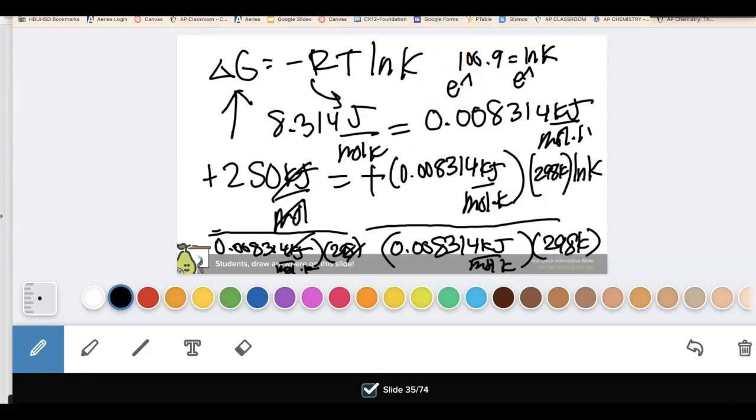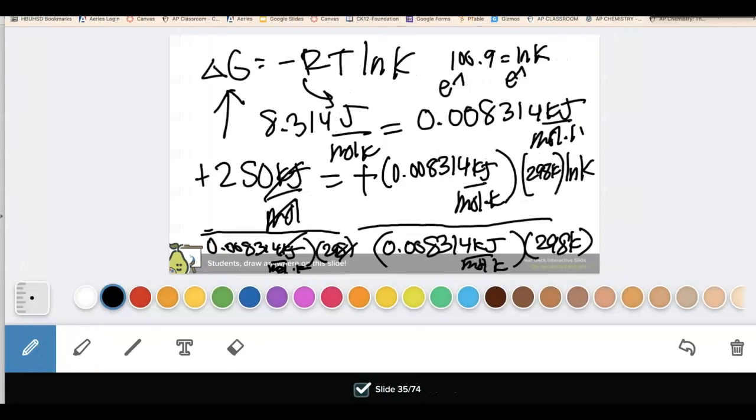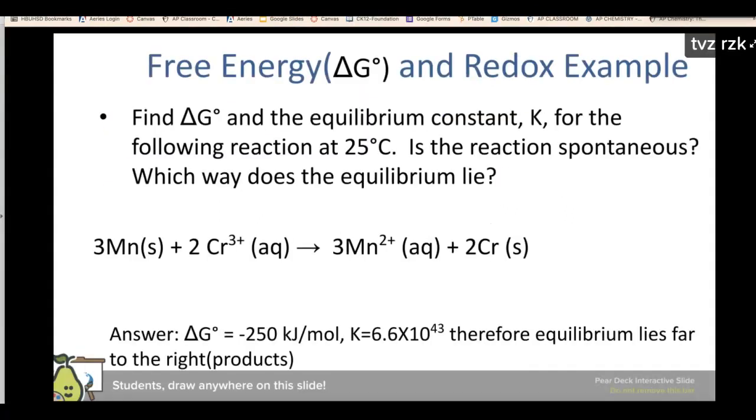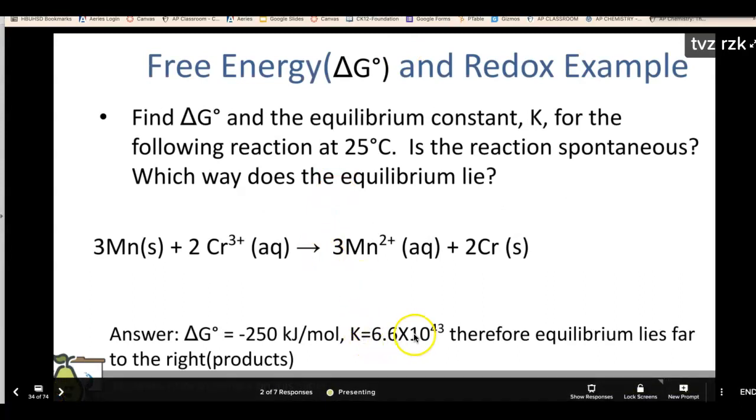Any questions? Okay. So there's the K value.